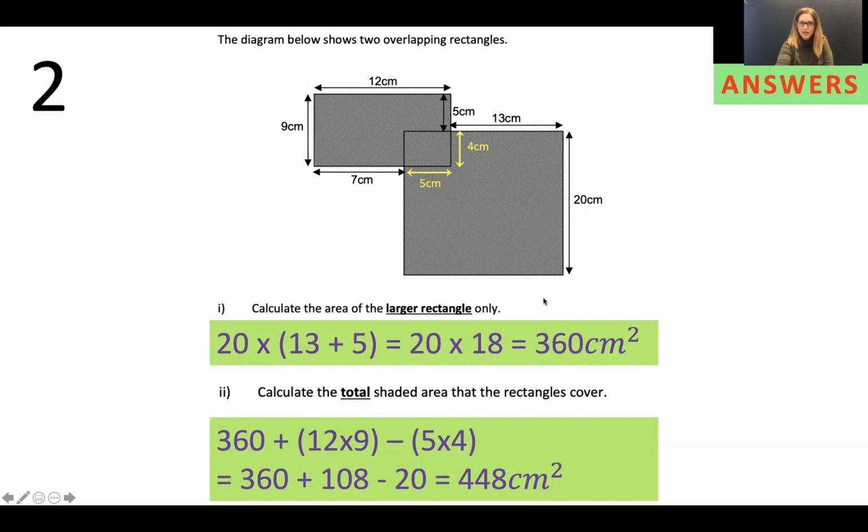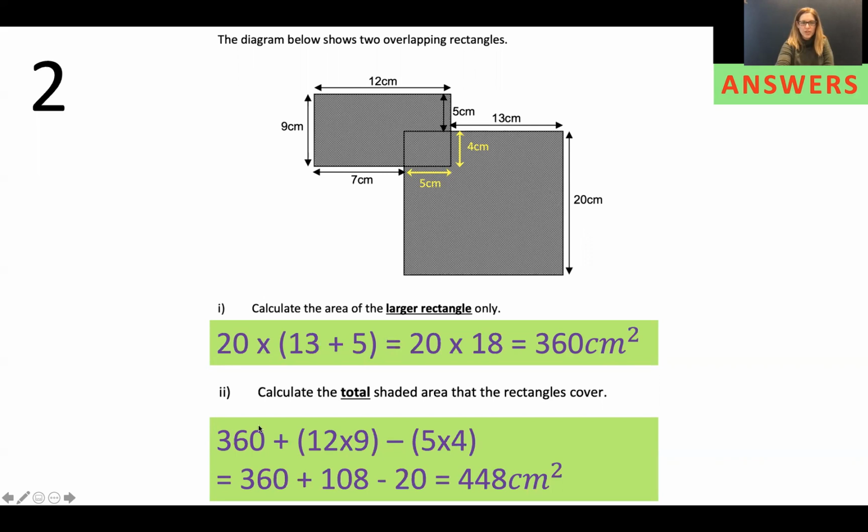Okay, so we're looking at the area of these two rectangles, but we've got this tricky little overlap here. So the large rectangle first, I need to add this 5 centimeters here to our 13. I know this is 5 because this overall length is 12. This one is 7, so the difference is 5. 5 plus 13 gives me 18. 18 multiplied by 20 gives me 360 centimeters squared.